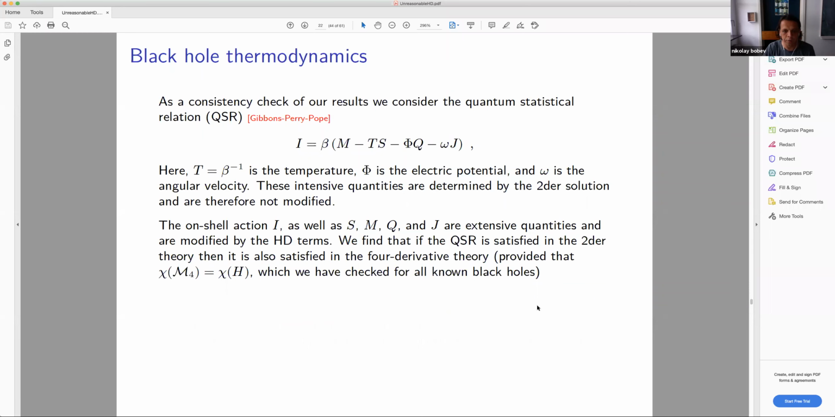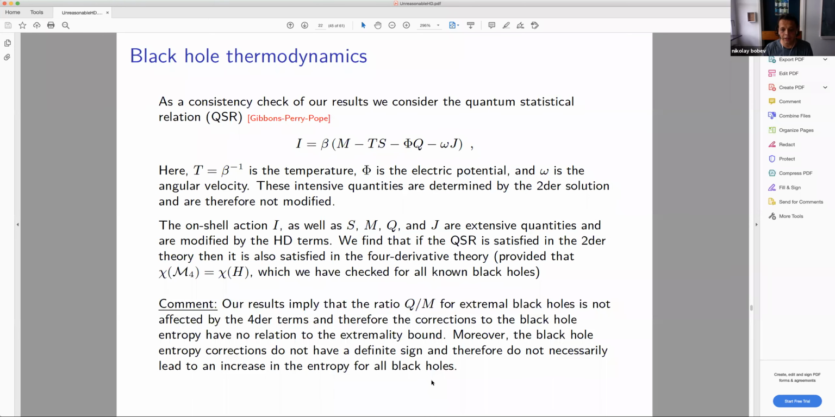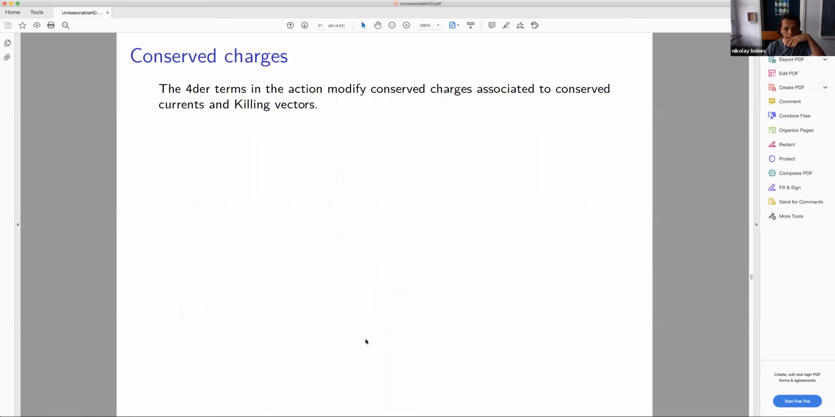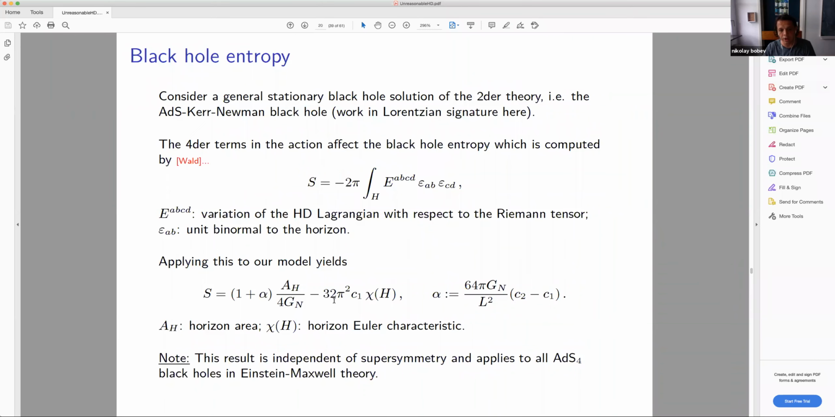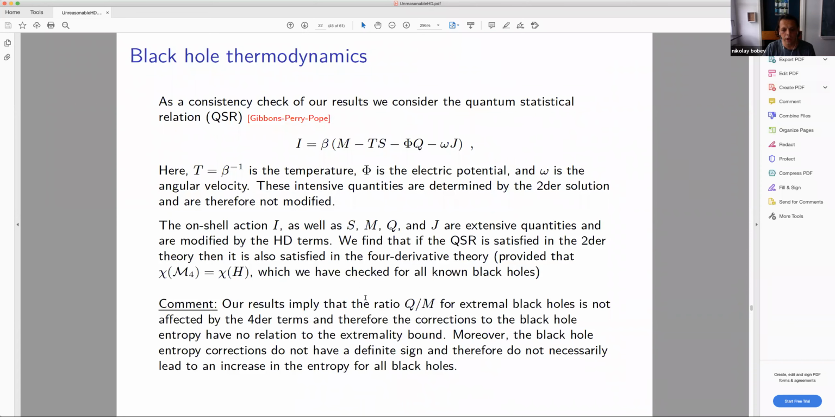It's clear from what I showed you that Q over M is not going to be modified. So the extremality is not affected, if you wish, but the entropy is affected. The entropy is modified by this alpha, but also by an extra piece in the action, C1. So effectively, at least in this model, there's no correlation between the extremality bound and the sign of the correction to the entropy. This is just a comment.